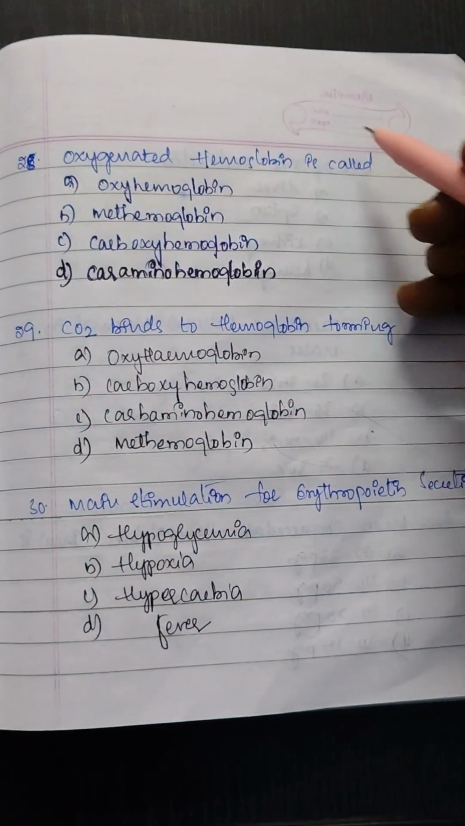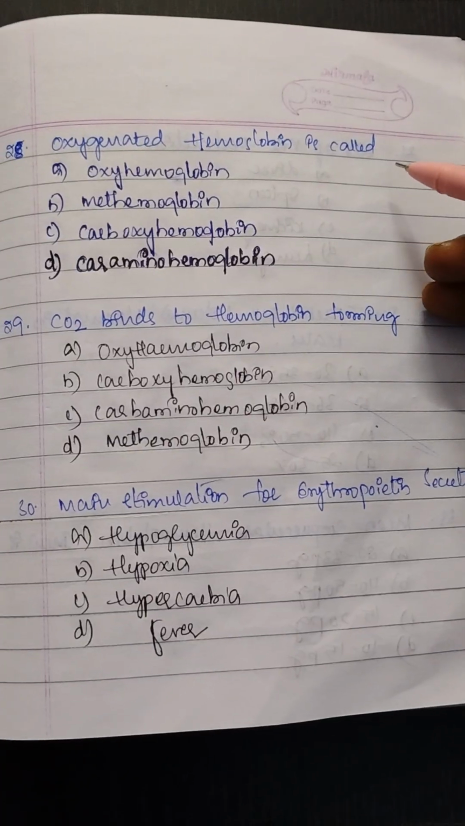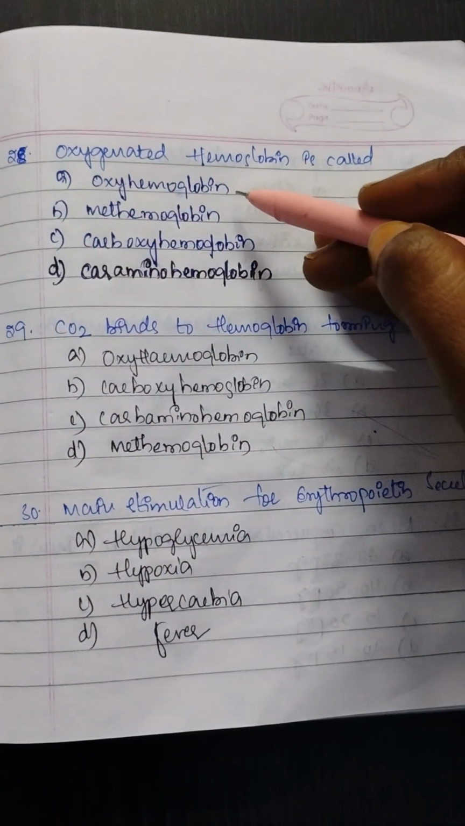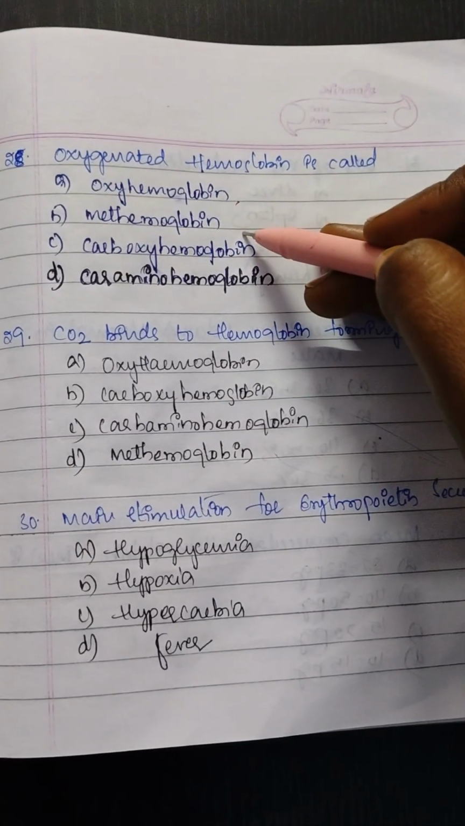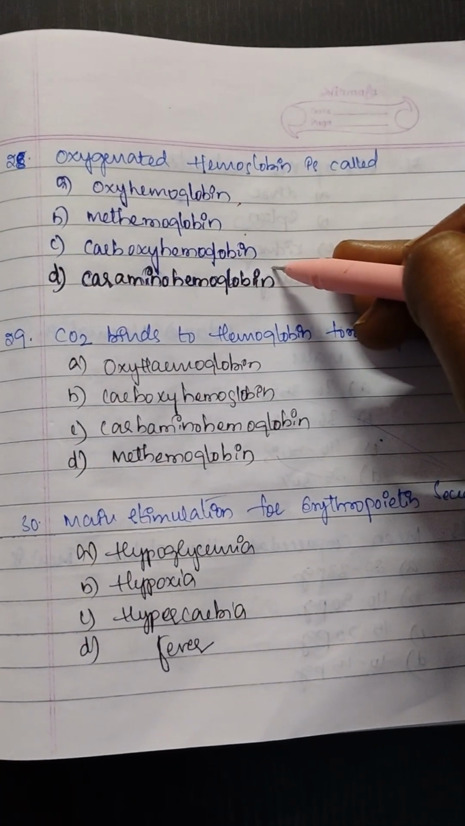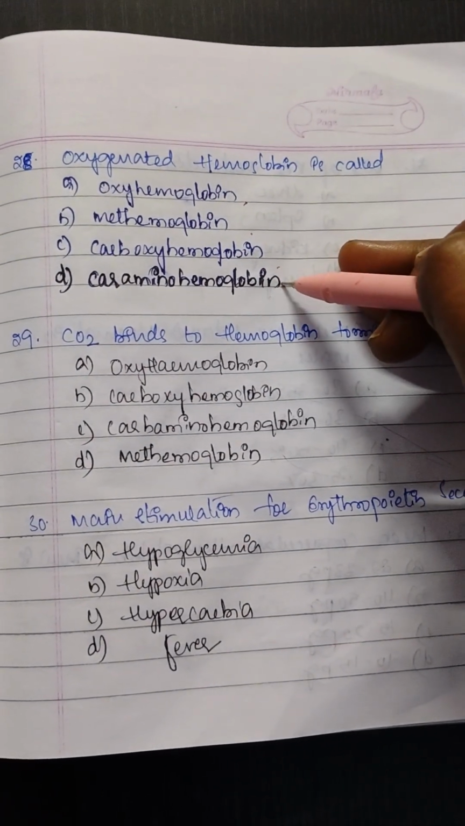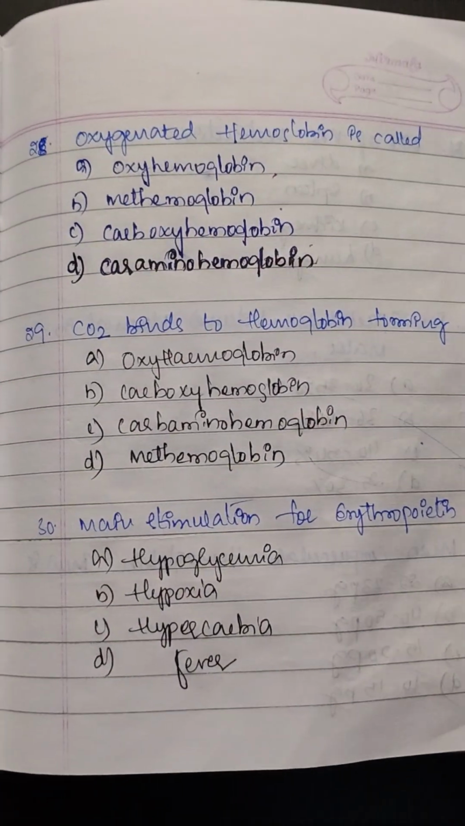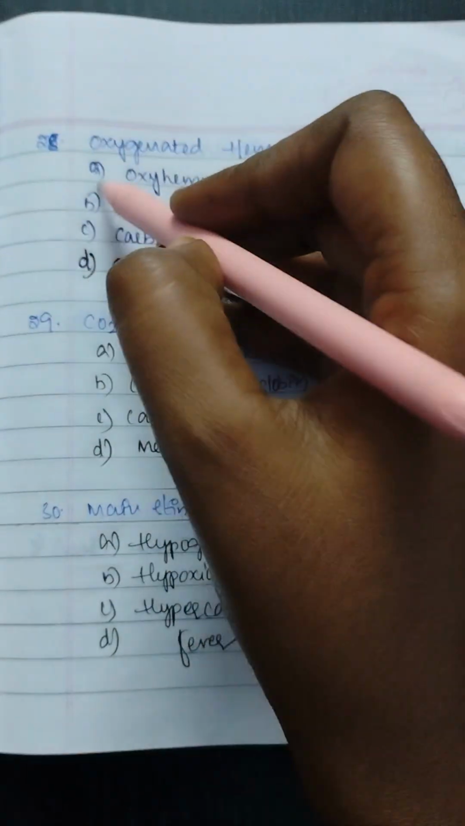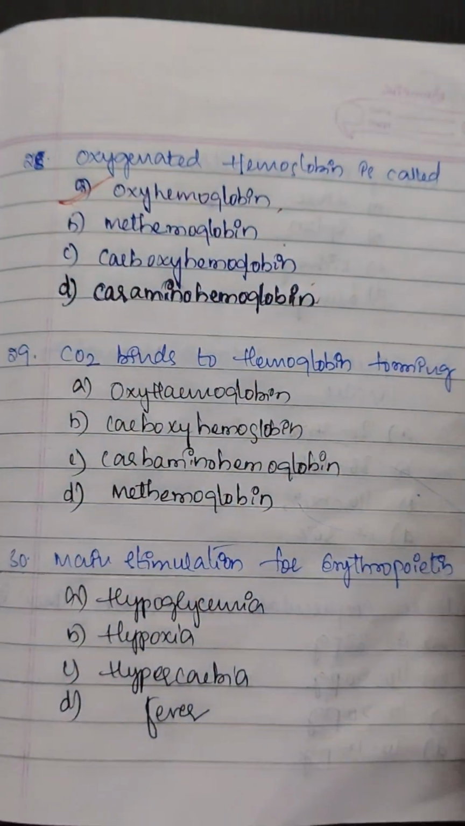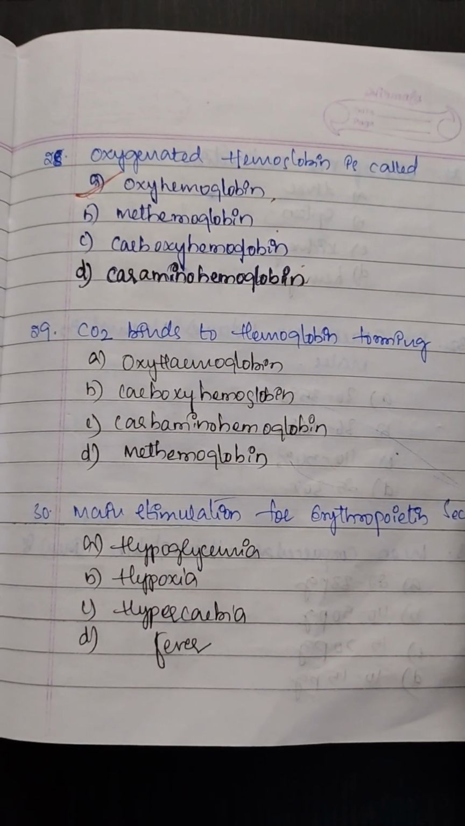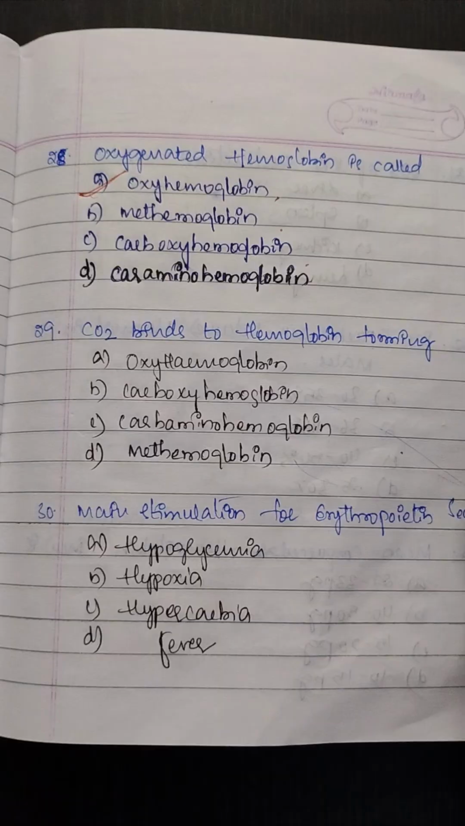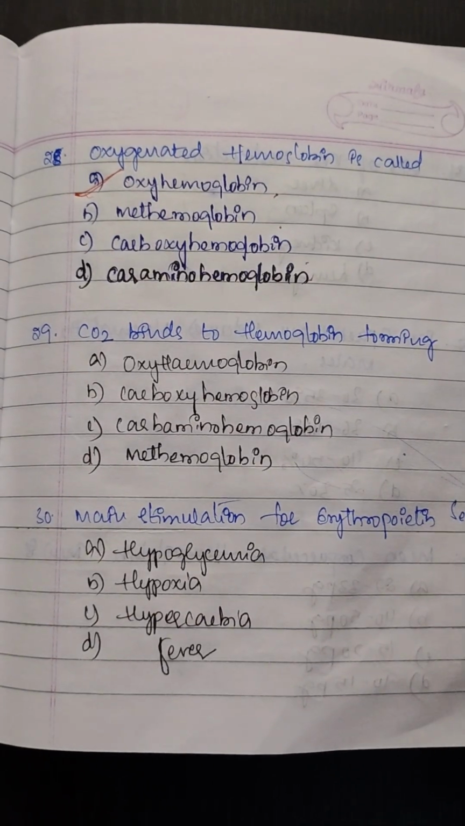The next question: oxygenated hemoglobin is called oxyhemoglobin, methemoglobin, carboxyhemoglobin, or aminohemoglobin. The answer is oxyhemoglobin.